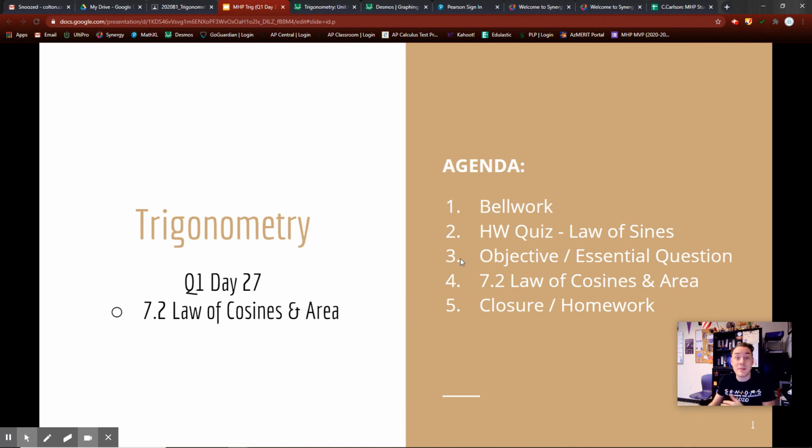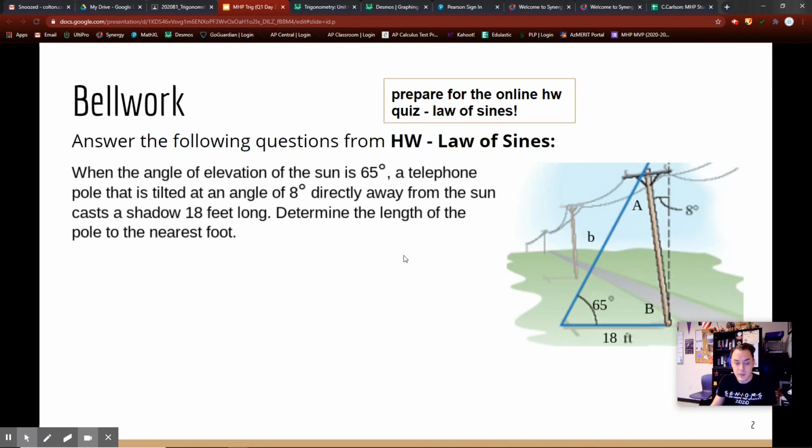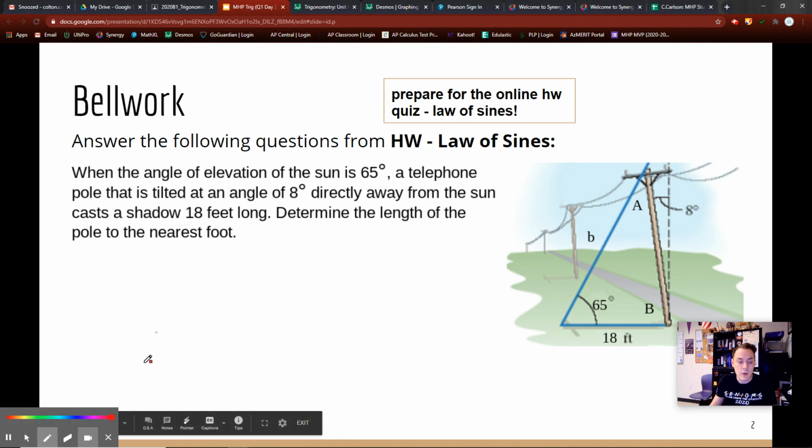It's not going to be ambiguous like the law of sines is, but I have two questions I want to go through with the bell work. One application question and then one actual question over the ambiguous case, so we can get you prepared for the law of sines homework quiz. Fantastic. So this is the first question we want to get through.